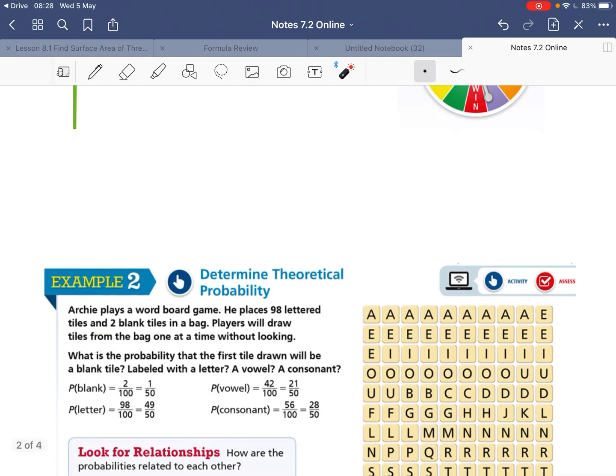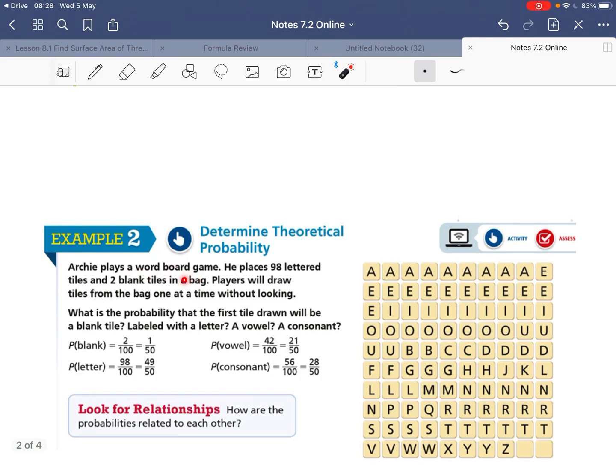Our second example, Archie plays a word board game. He places 98 letter tiles and 2 blank tiles in a bag. Players will draw tiles from the bag one at a time without looking. What is the probability that the first tile drawn will be a blank tile, labeled with a letter, a vowel, and a consonant? Okay? So we have to look at a blank letter. What is the probability of pulling out a blank?